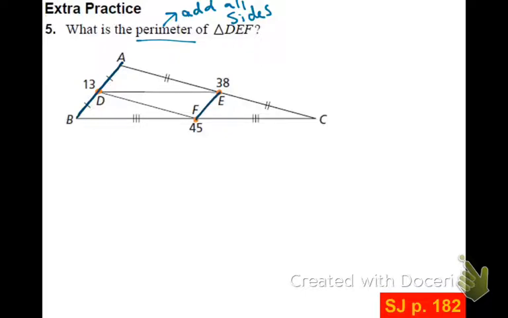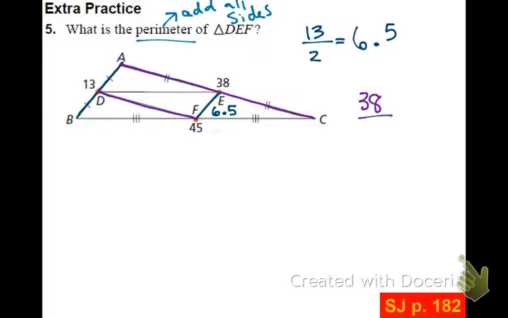So you would take 13 and divide it by 2, and that will be 6.5. We are going to use a decimal here just to make our life a little bit easier. All right, so then let's look at AC. AC is parallel with FD, so that means we can take 38 and divide it by 2.